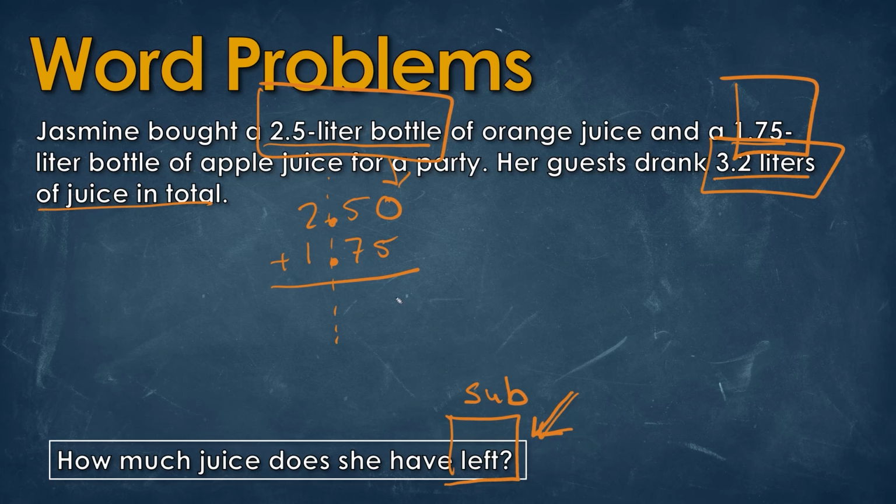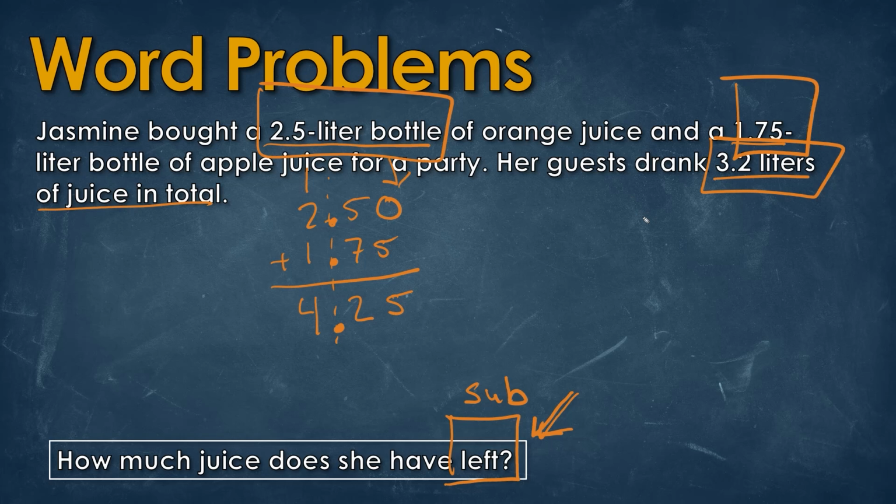So 0 plus 5 is going to give us a value of 5. 5 plus 7 will give us a value of 12, so we'll put a 2 right here. And then what we do with that 1 is we're going to carry it over to the next column. So now we'll have 1 plus 2, which will be 3, plus 1 will be 4. So now we know she had a total of 4.25 liters.